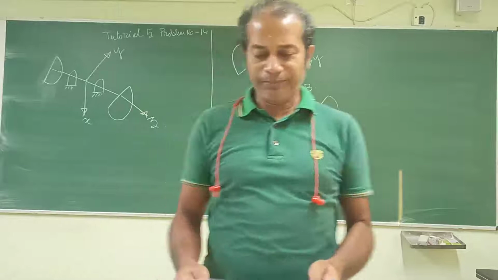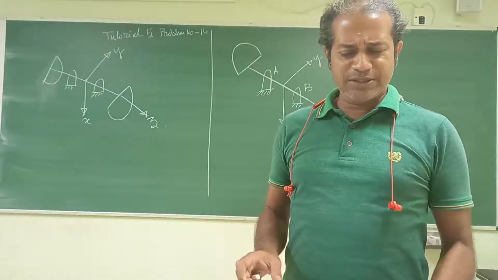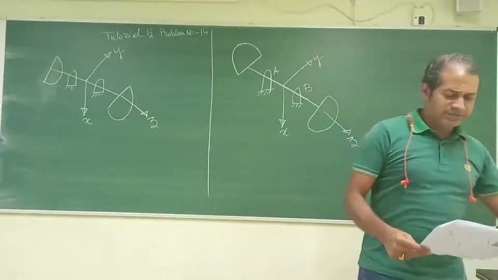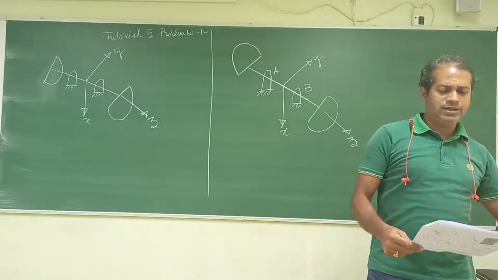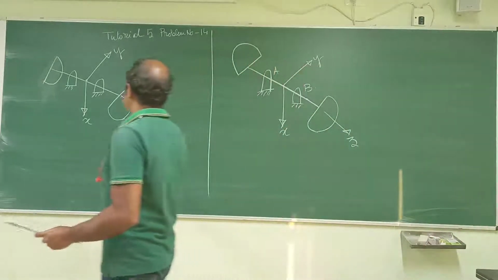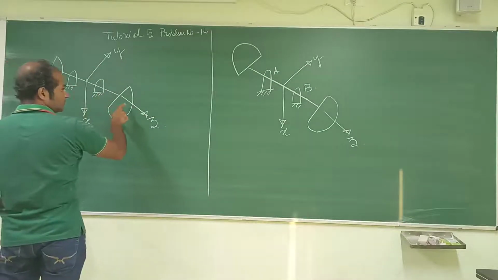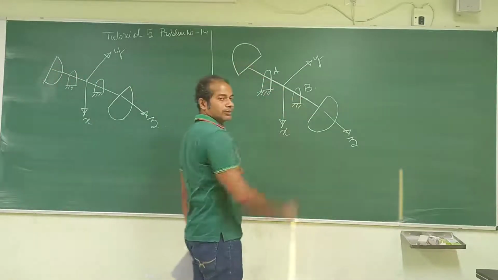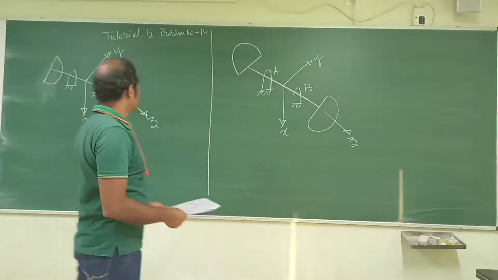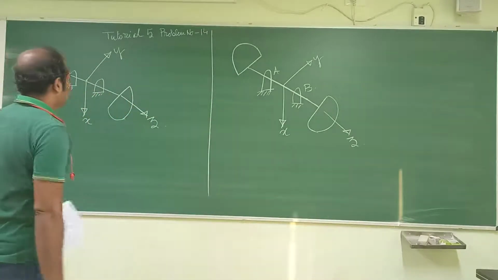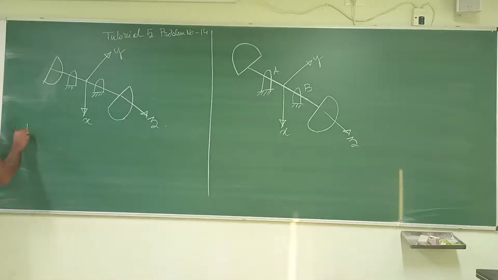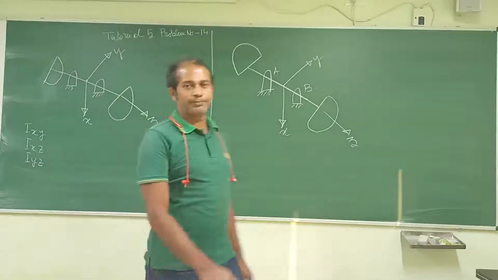But the difference is the two semicircular discs are put in the same way here, but over there in the opposite way. Now look carefully, in this case, what is going to be the product of inertias? Ixy, Ixz and Iyz. What is going to be?